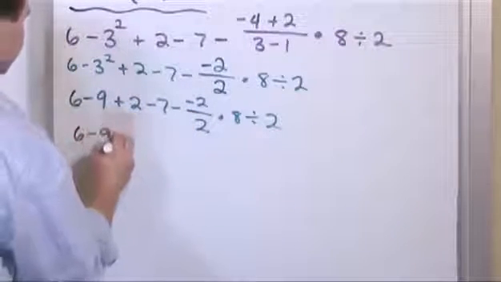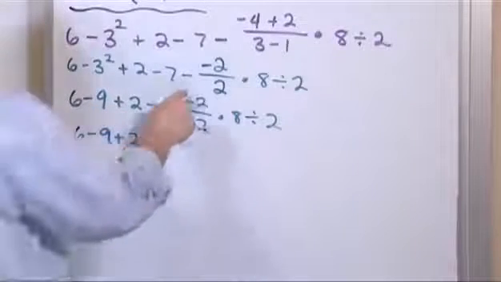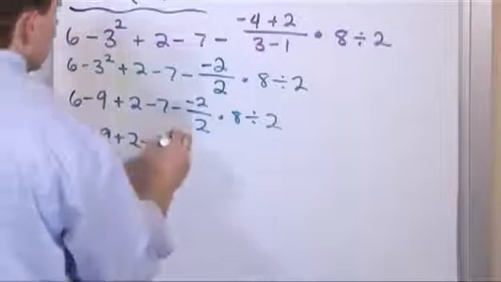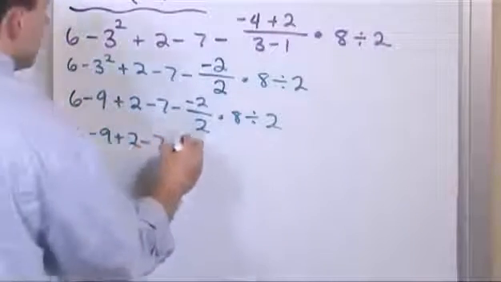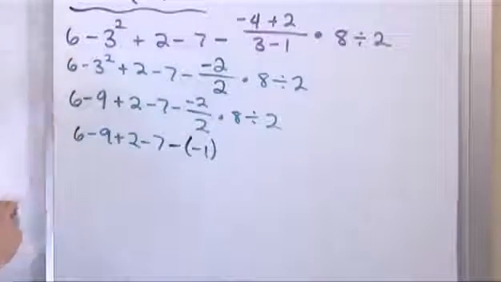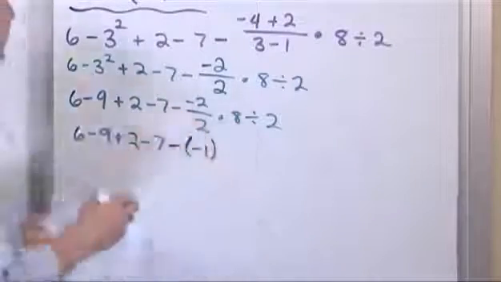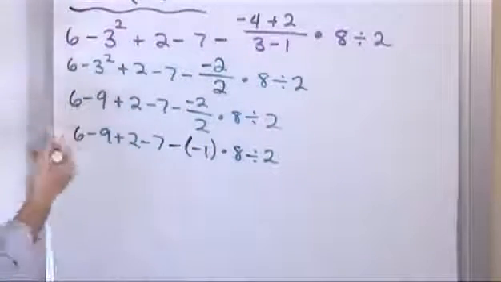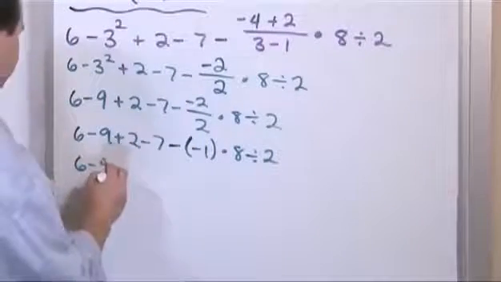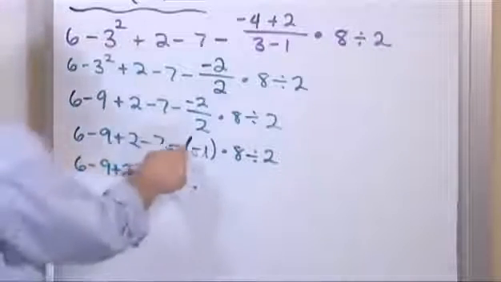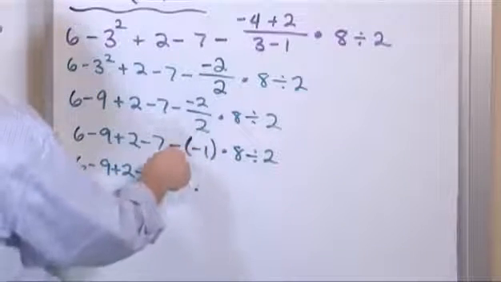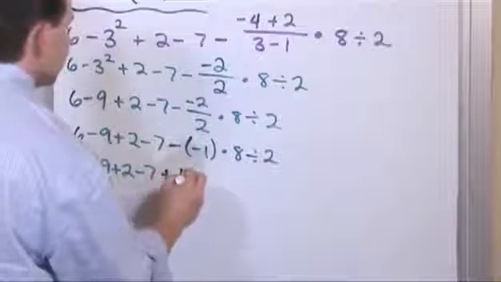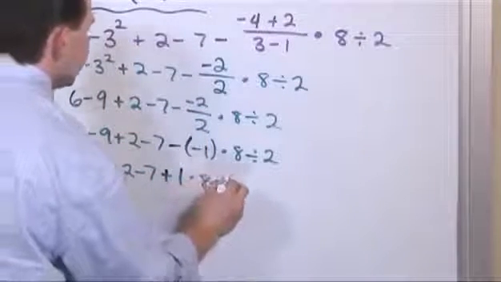6 minus 9 plus 2 minus 7. Negative 2 divided by 2 is negative 1. So we have this negative from here, negative 1. Let's just leave it clear like that. 7 minus negative 1 comes from here, times 8 divided by 2. Now, when we rewrite it again, 6 minus 9 plus 2 minus 7, this guy is like multiplication of this negative 1 times this negative 1, giving us a positive 1. Positive 1 times 8 divided by 2.